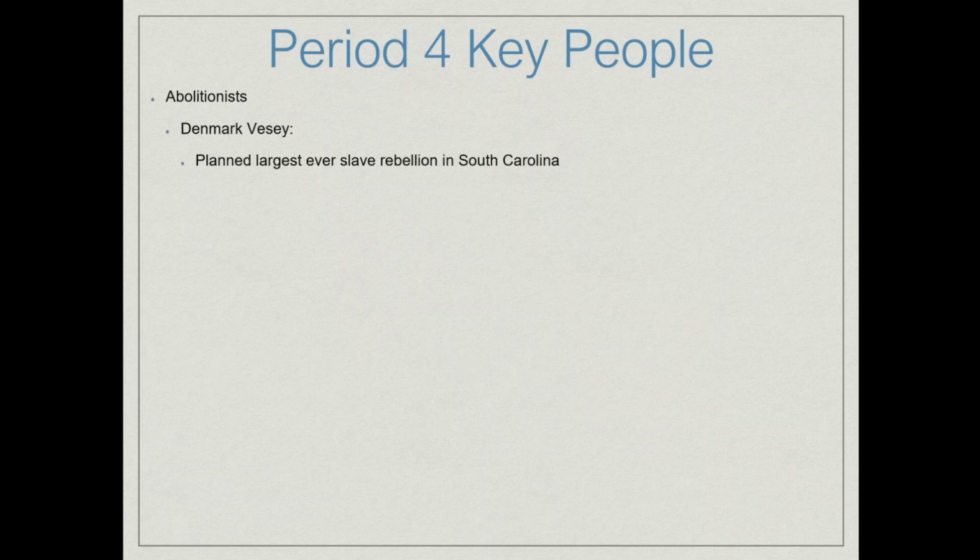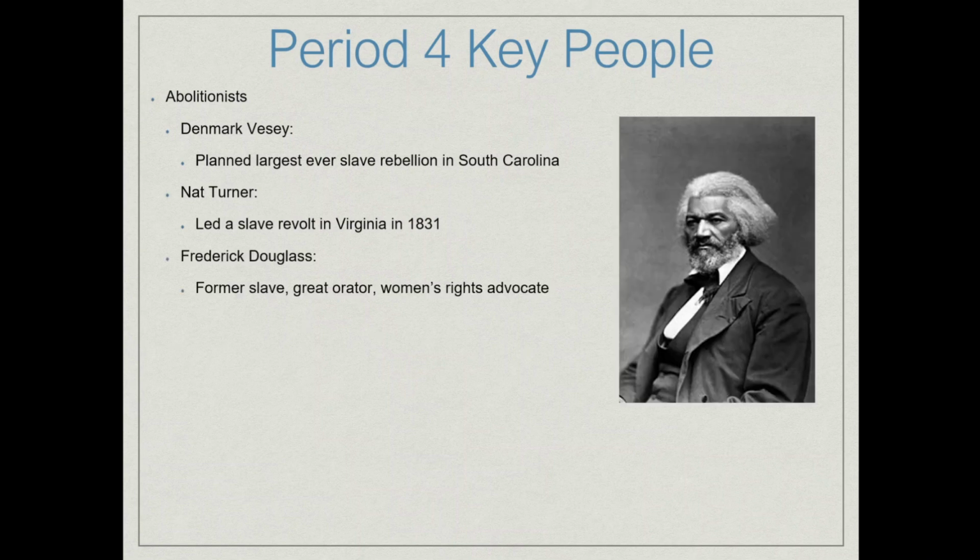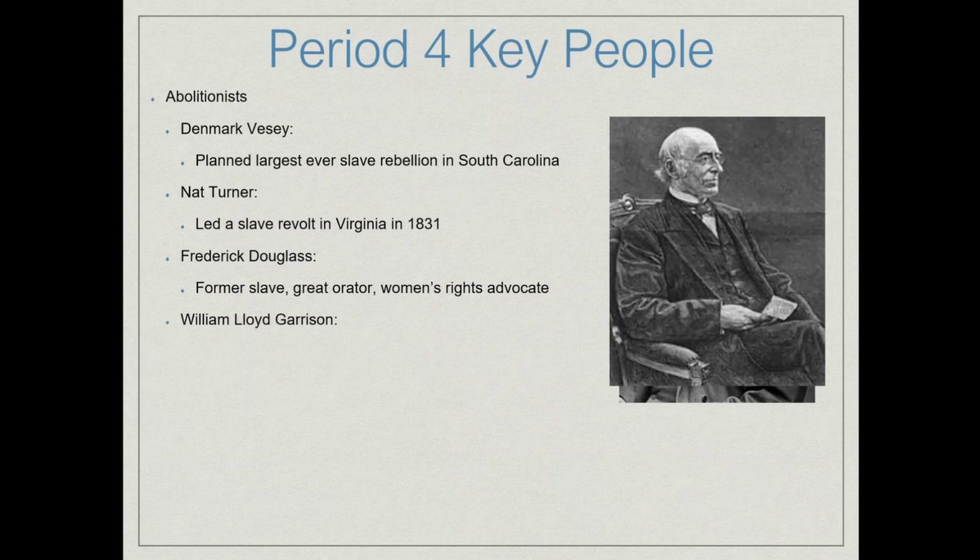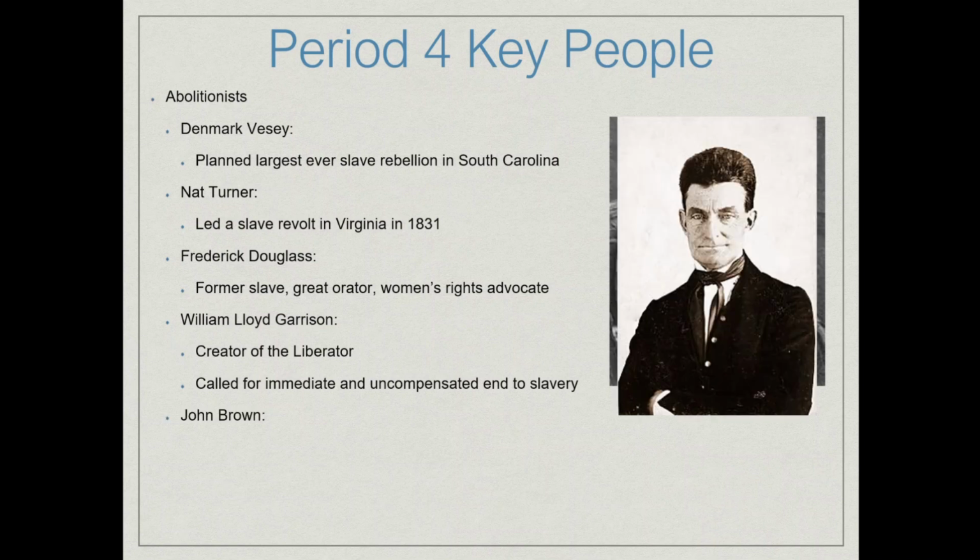We have Denmark Vesey. He led a slave revolt in South Carolina. Nat Turner led a slave revolt in Virginia in 1831. Frederick Douglass was a former slave, a great orator. He supported women's rights. He's one of the big abolitionists in the American Anti-Slavery Society. William Lloyd Garrison was the creator of the newspaper The Liberator. He was a radical. He wanted to end slavery immediately. Immediate and uncompensated end to slavery. Douglass was a little bit more moderate than him. He wanted to try to end slavery politically through elections.